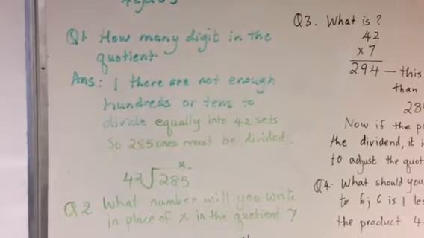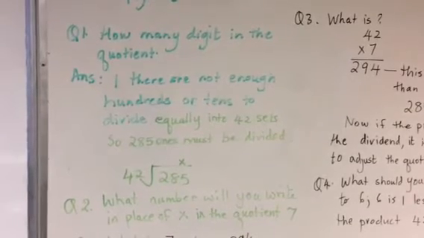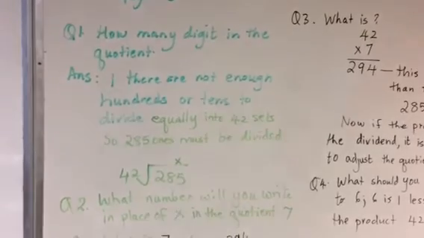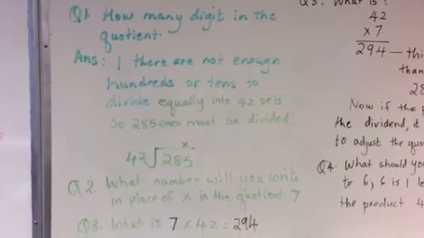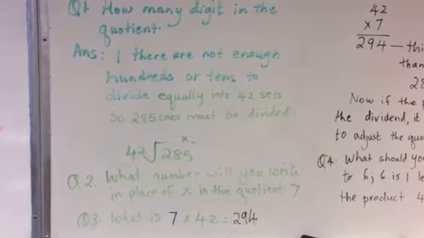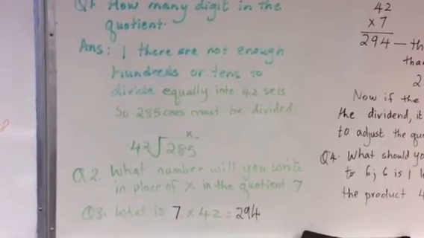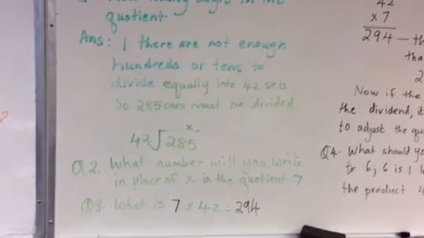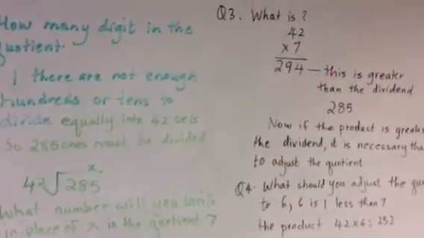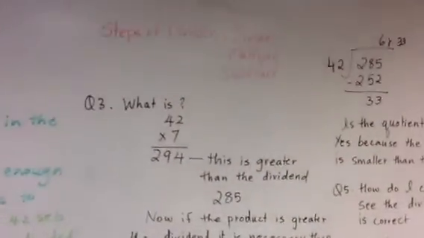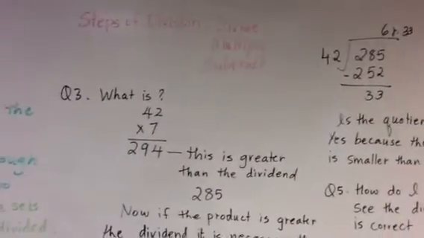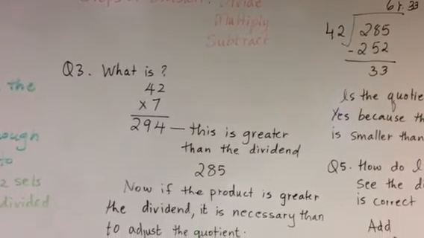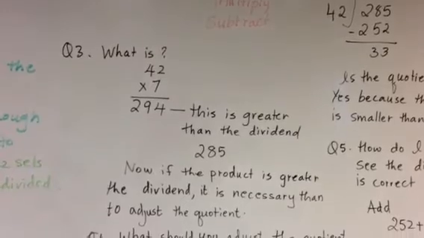What number will you write in place of x? If we had rounded it off to 40, 4 goes in 28 7 times, so the quotient should have 7. What is 7 times 42? 294. That is way bigger than the dividend. Dividend is only 285. So let's look up here. Remember the steps of division: divide, multiply, subtract. So I got 42 times 7 is 294. This is greater than the dividend 285.